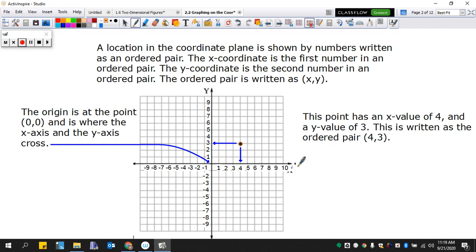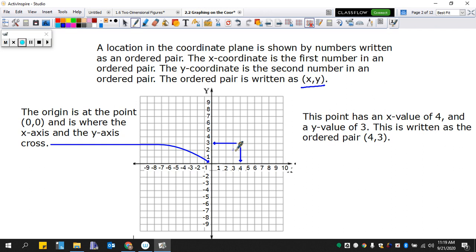All the other points in a coordinate plane are shown by numbers that are written in the form of (x, y). That's what's called an ordered pair. A pair is two numbers, and an ordered pair is two numbers that come in a specific order. The x value is always the first one, and the y value is always the second one.